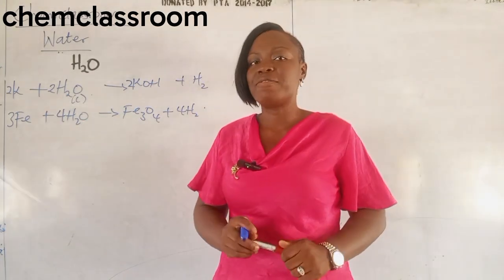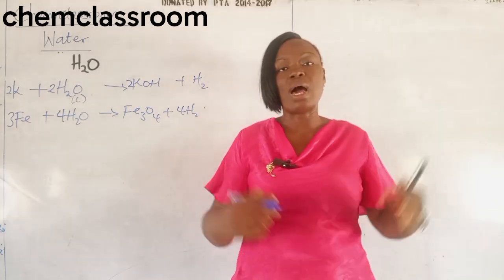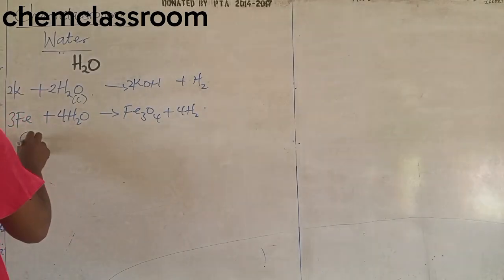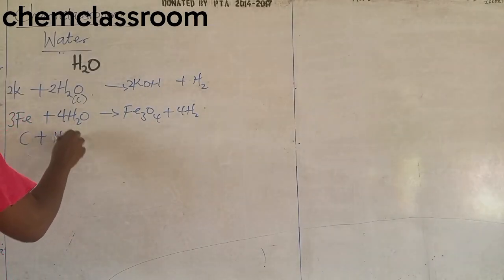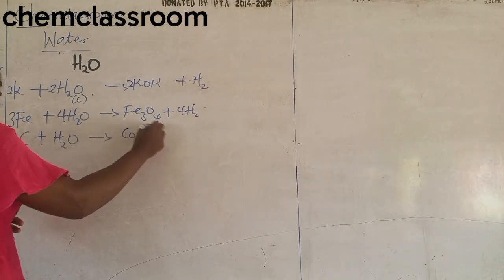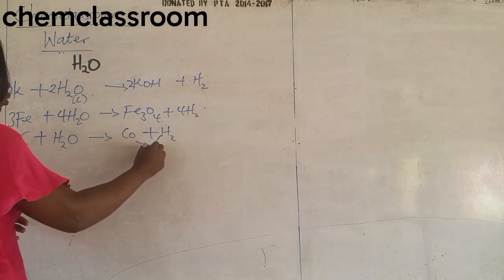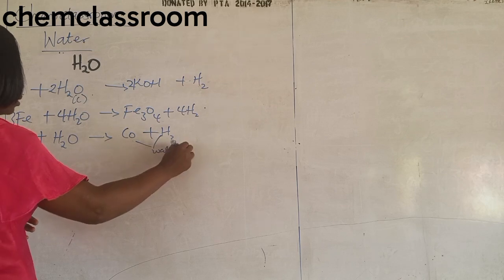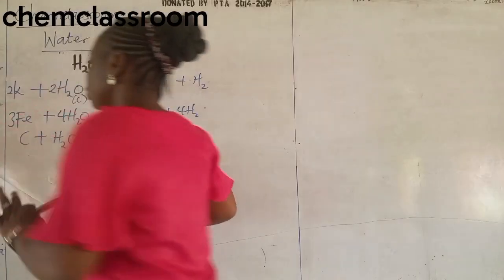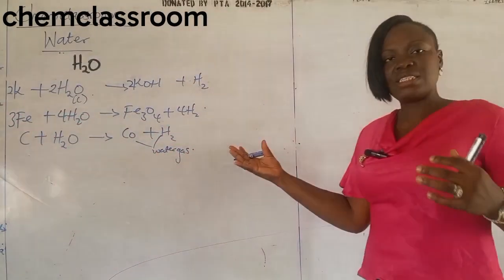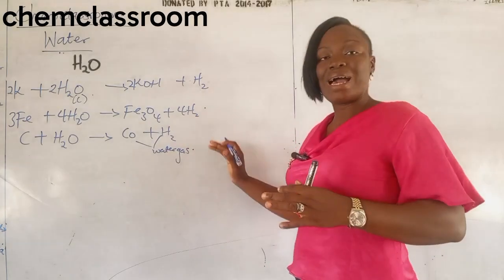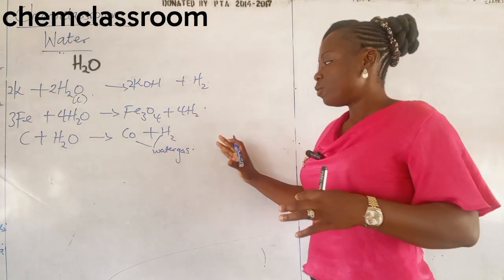Then we also have reactions with non-metals like carbon. When carbon reacts with water, water gas is formed. For some of us that have done something on that carbon in our various schools, this is what we call the water gas. Then you can also have reaction with oxides. When water reacts with oxides, of course hydroxides and all your alkalis will be formed in the process.